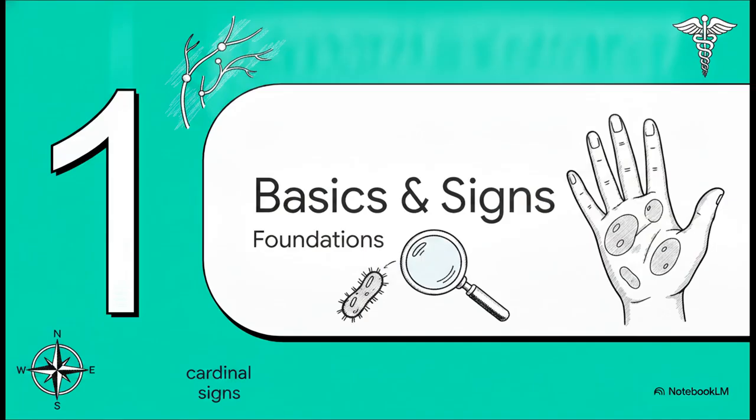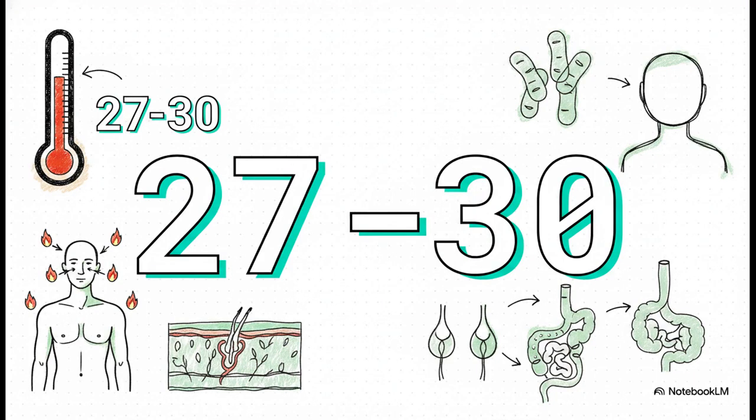Let's jump in. Now this is actually pretty fascinating. 27 to 30 degrees Celsius is the optimal growth temperature for M. leprae. Because this is just a bit cooler than our normal core body temperature, the bacteria have a really strict preference for the cooler parts of the human body. So you're going to see it specifically targeting the skin, the peripheral nerves, the testes, and the upper airways. Definitely keep that in your back pocket when you're reading through a patient vignette.